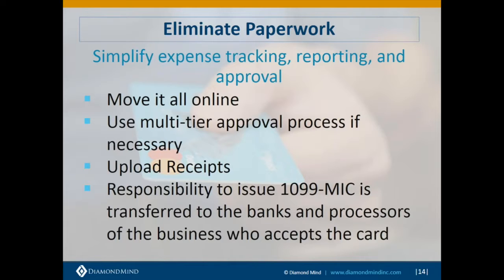So if it's something like using a multi-tier approval process, something like Smart Data or another expense reporting system, we can certainly do that. Making it easy for cardholders to either access or upload receipts for the business office to have the ability to view those. We certainly want that as well. And again, we talked a little bit about the responsibility for the 1099 reporting, and that pretty much goes away with purchase cards. So we don't have to think about that anymore.